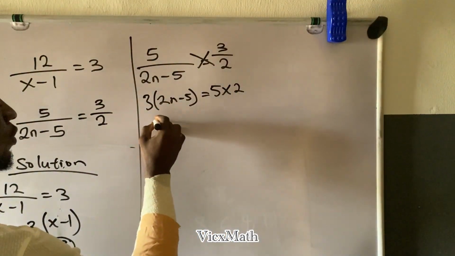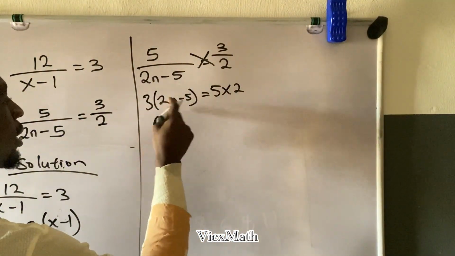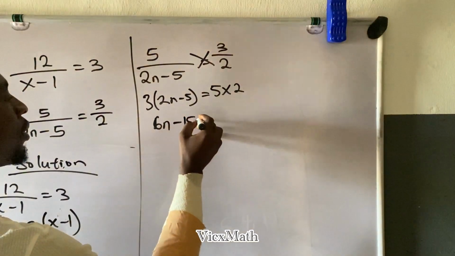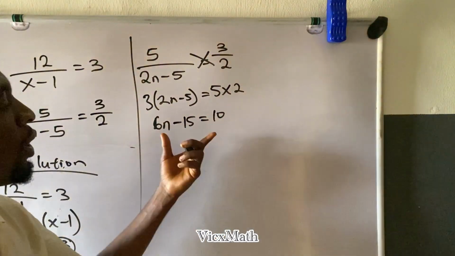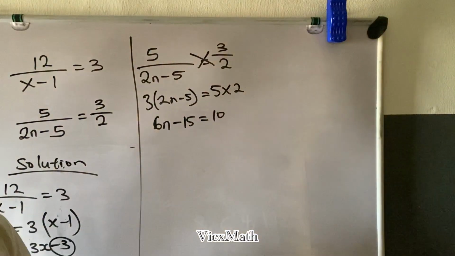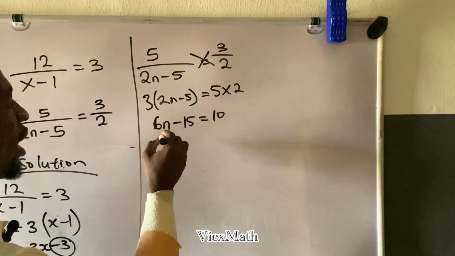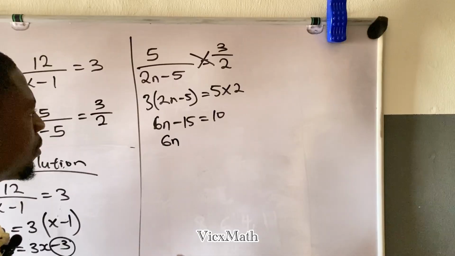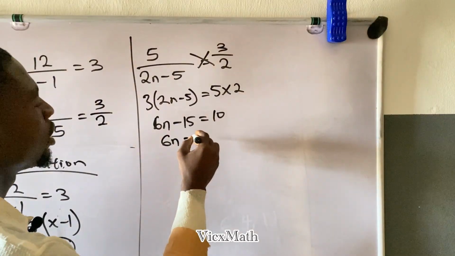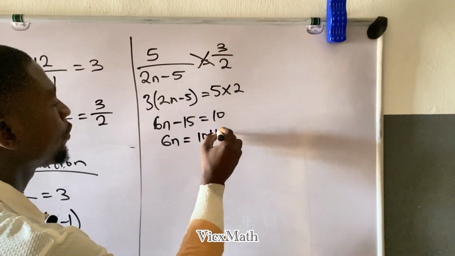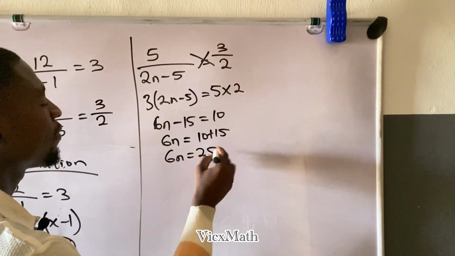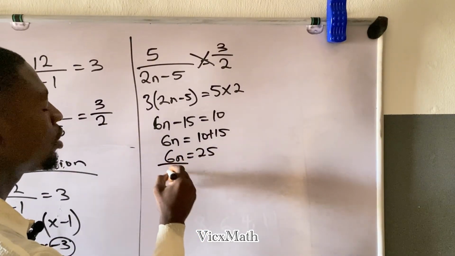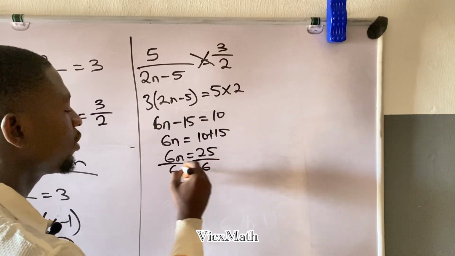3 times this will give us 6n. 3 times this will give us what? 15 is equal to this times this, which is 10. Do you get what I'm saying? So when you have this, it is very simple. This crosses the equality sign and becomes what? Addition. So we're having 6n is equal to 10 plus 15. So 6n is equal to 25. 6 cannot divide it completely, but we still remove 6 here. Divide both sides by the coefficient, 6.